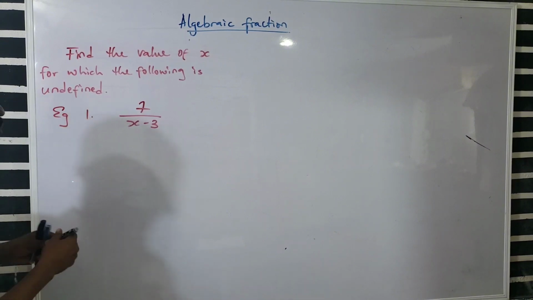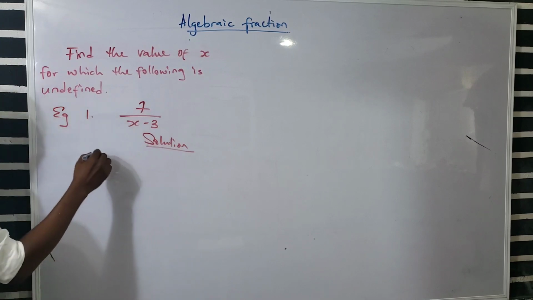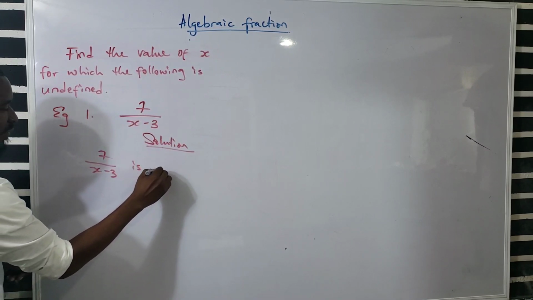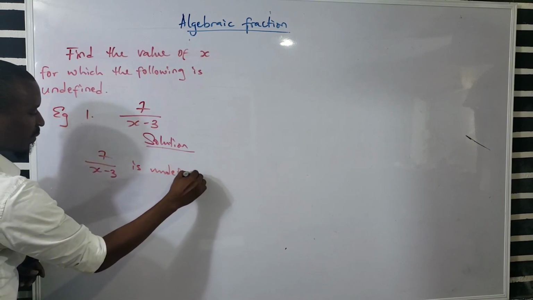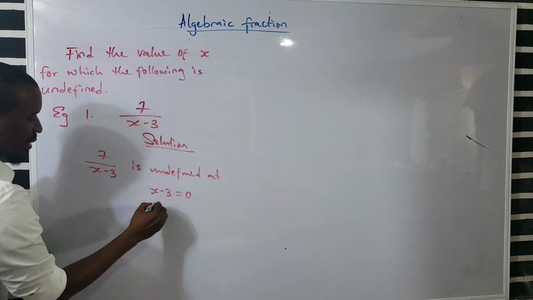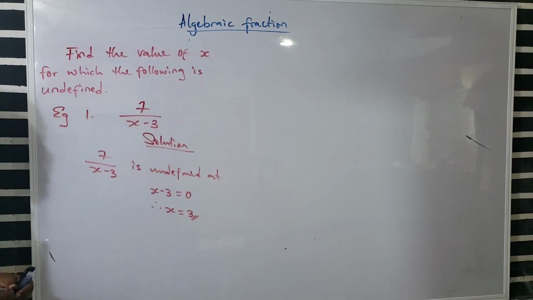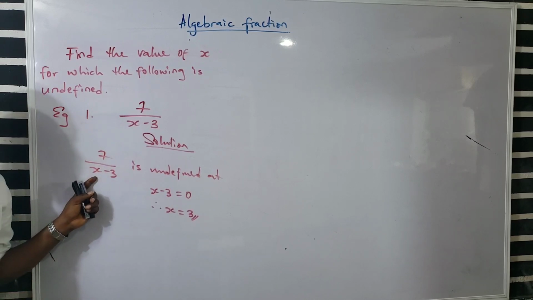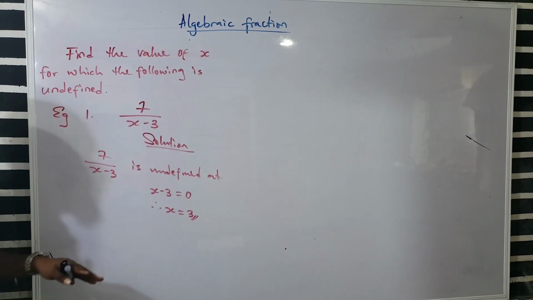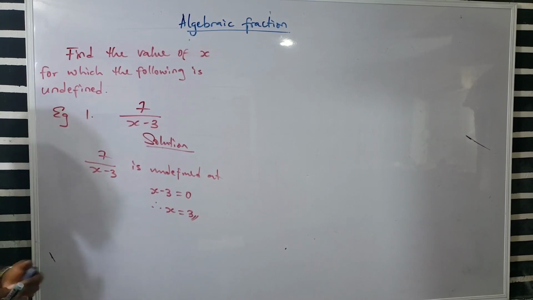Okay, so what are we going to do? Let's write the solution. So 7 over x minus 3 is undefined at x minus 3 equal to 0. Therefore, x equals 3. So at x equals 3, this fraction will not be defined. Okay? It will not exist. It will give you an indefinite number. And that's what it means by being undefined.